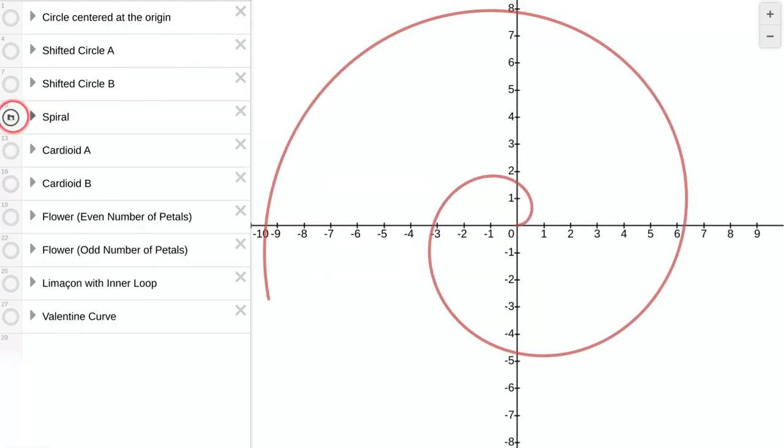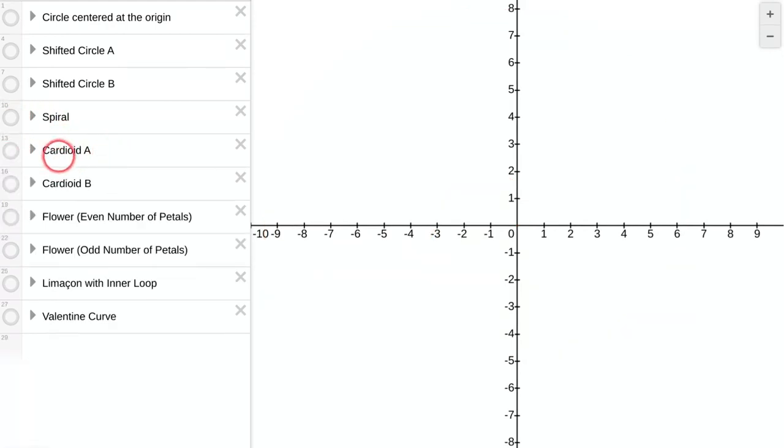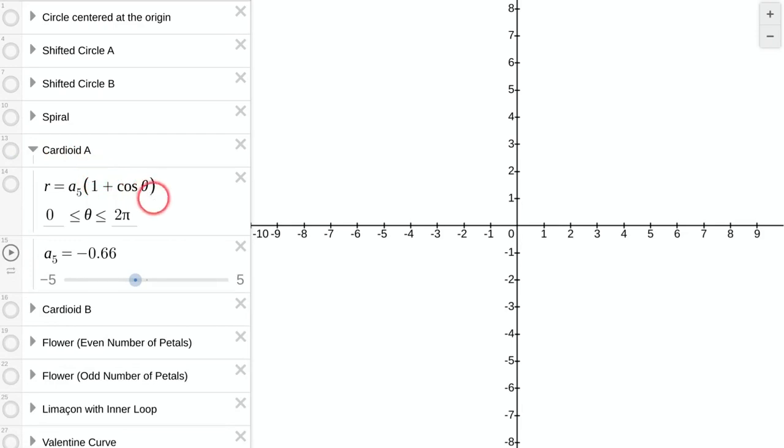Okay, now let's look at the other one. The other one is another common one that you will see in a lot of calculus textbooks, and it is called a cardioid. It has a heart shape, and that's why it's called cardioid. I have two types right here. So let's look at the first type, the one with the cosine function right here. So let me just show it. This one is a typical one.